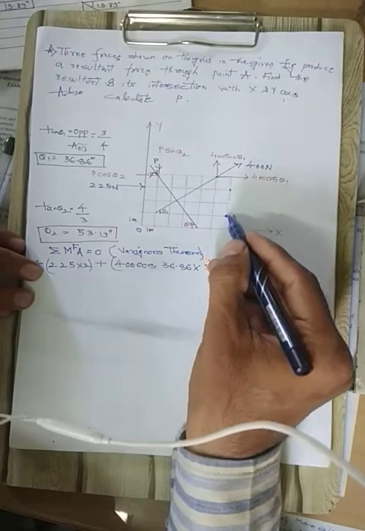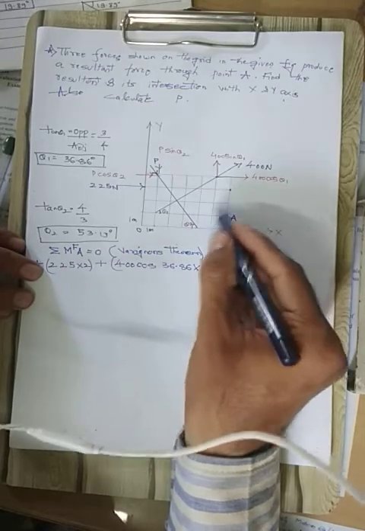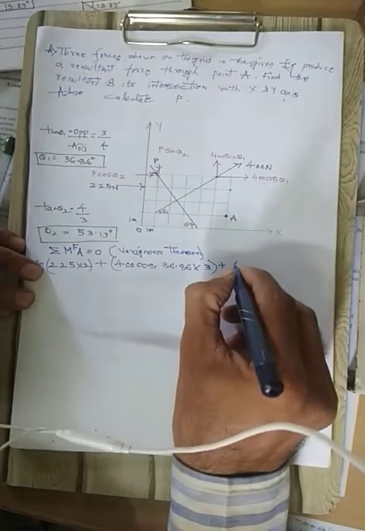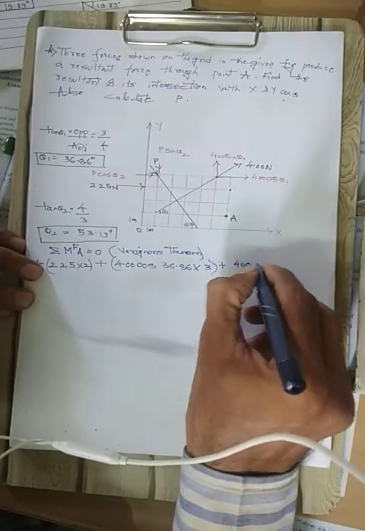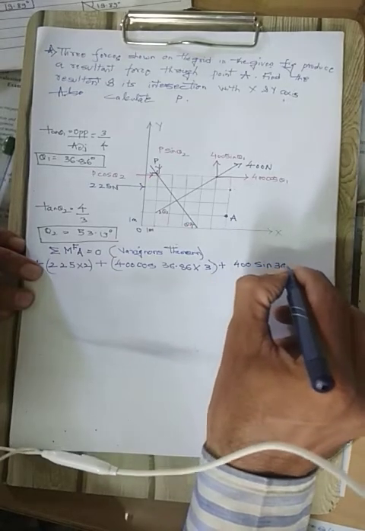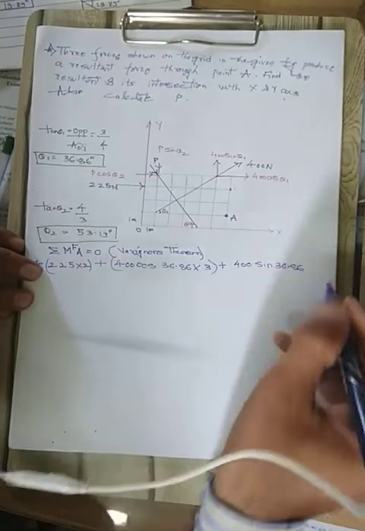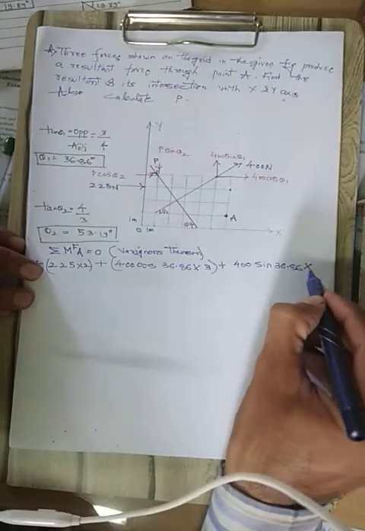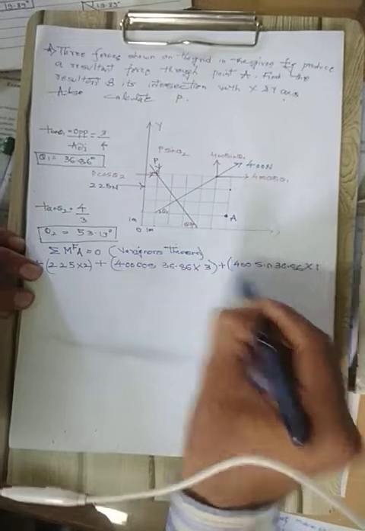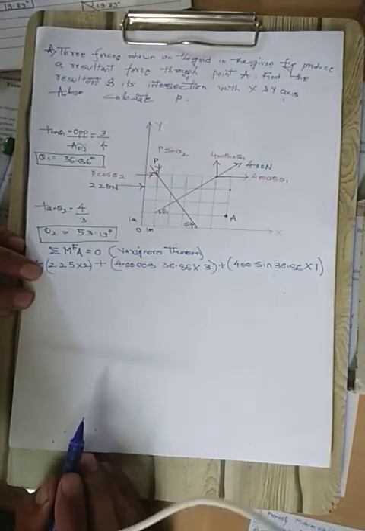How is it moving? Look. Clockwise. Again it is moving clockwise. So plus 400 sine of theta 1 is 36.86, multiplied by how many blocks are there after transferring this? Only one block is there. So 1. This concept is clear.